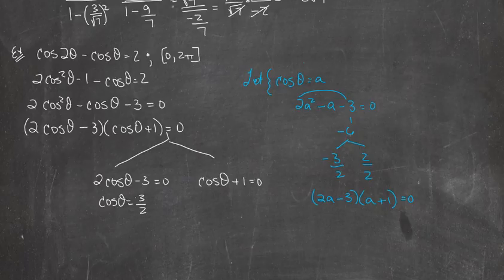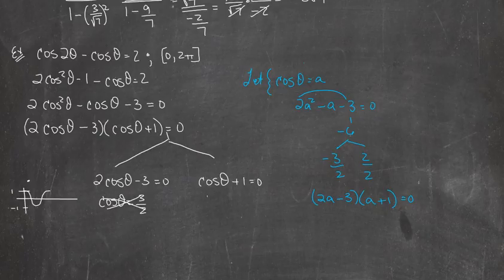And we immediately should realize that that can't be true, because if I were to graph the cosine function, cosine is as high as 1 and as low as negative 1. So the cosine of theta is never going to be 1.5. It's never going to be 3/2. So this is an extraneous result.